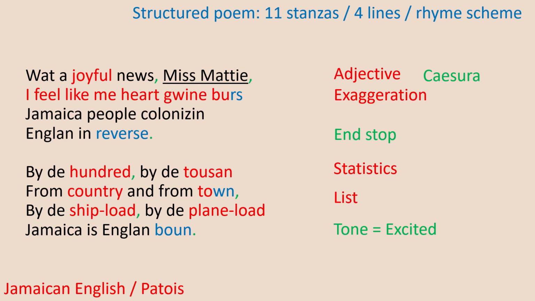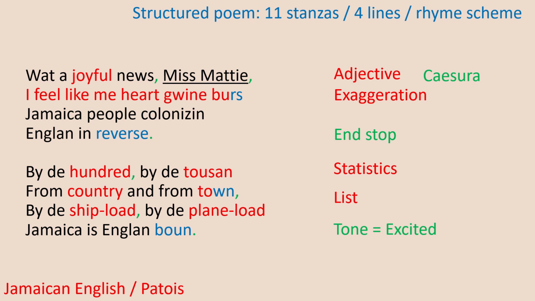100, 1,000, country, town, shipload, plane load. These are listing the Jamaicans going over to England. There's hundreds of them, there's thousands of them. Some Jamaicans are from the country, some are from the towns and cities. Some go on the ships, some go on the planes. So this is listing to exaggerate and to show just how many Jamaicans are migrating over to England.